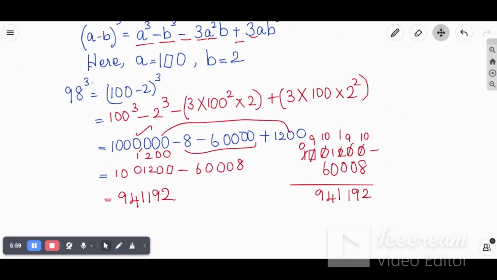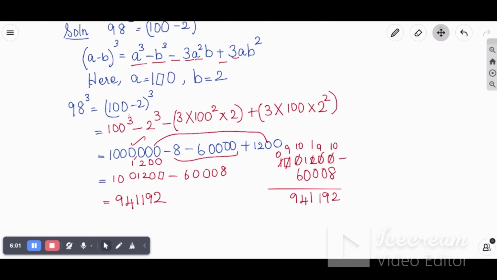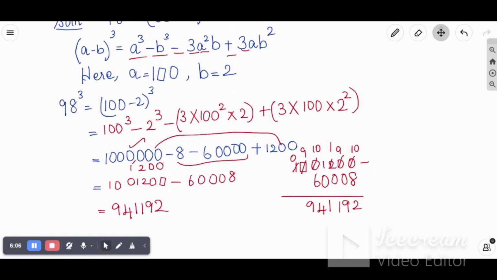So 98 whole cube, how we can write is 100 minus 2 the whole cube. 100 cube is, we have to put 6 zeros and then 2 cube is 8 and multiply this, 3 2s are 6. It is 60,000 and 1,200. This is 3 4s are 12. So 1,200 and do the calculation.